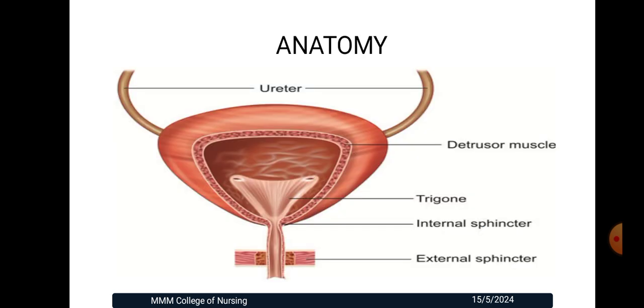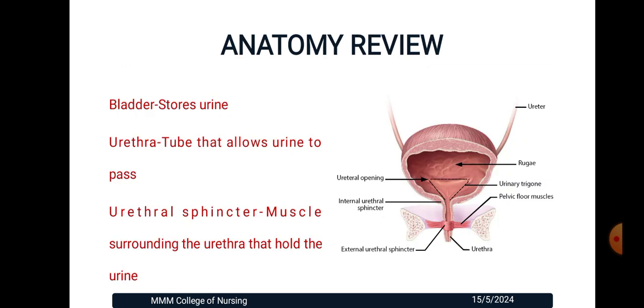Anatomical structure: detrusor muscle is present, ureter is present, trigone, internal sphincter and external sphincter. Anatomy review: bladder stores urine, urethra, the tube that allows urine to pass, urethral sphincter, muscles surrounding the urethra that hold the urine.